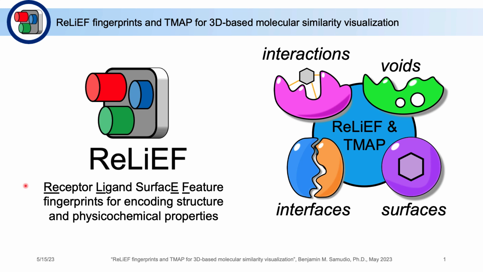It's May 2023 and I'm going to talk about ReLiEF fingerprints and TMAP for 3D-based molecular similarity visualization. ReLiEF stands for Receptor Ligand Surface Feature Fingerprints for encoding structures and physicochemical properties. So using these fingerprints we can encode interactions, interfaces, voids, and surfaces.